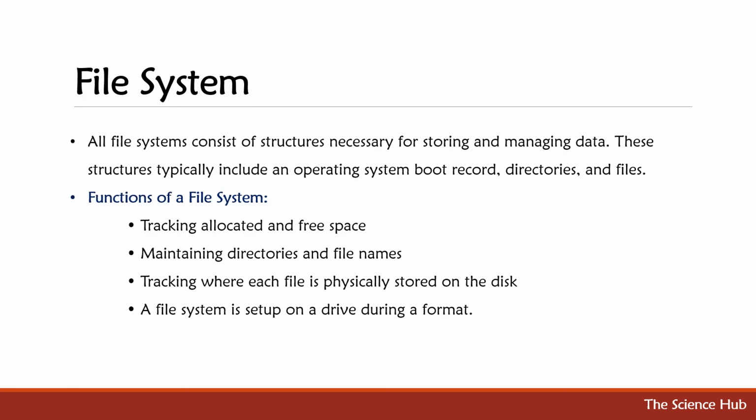Let's see what file system means. All file systems consist of structures necessary for storing and managing data. These structures typically include an operating system boot record, directories, and files. Functions of a file system are tracking allocated and free space, maintaining directories and file names, and tracking where each file physically is stored on the disk. Lastly, a file system is set up on a drive during a format.